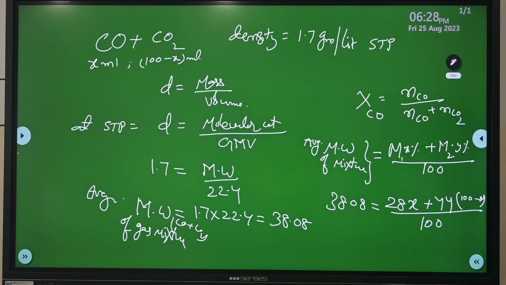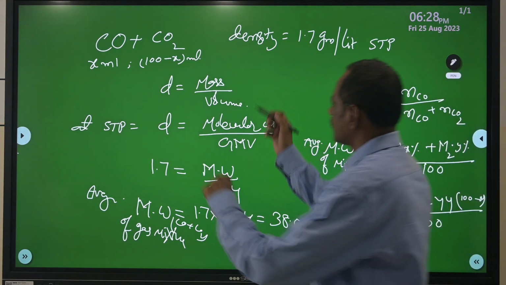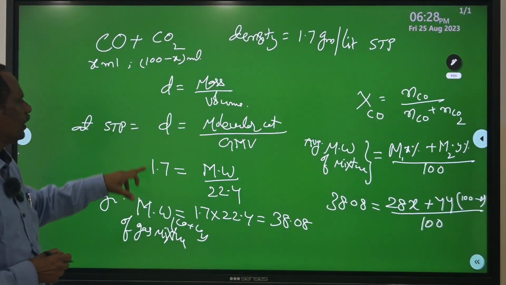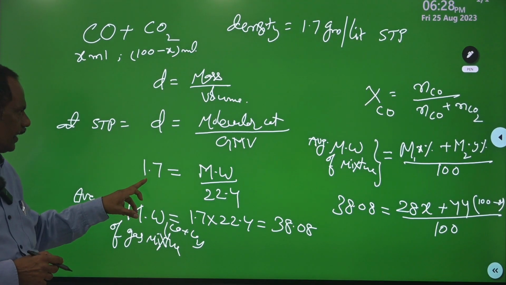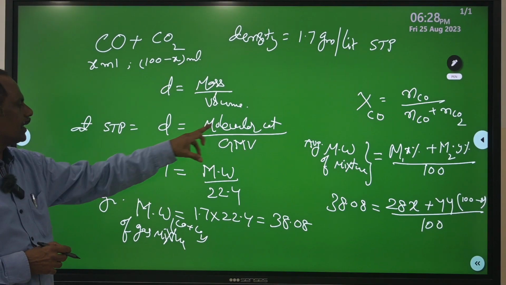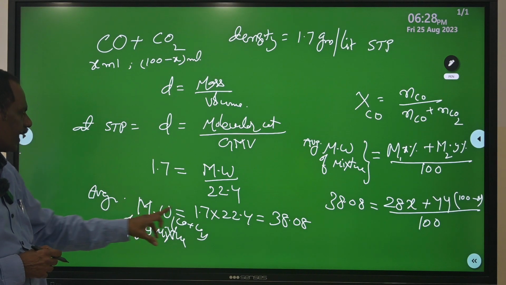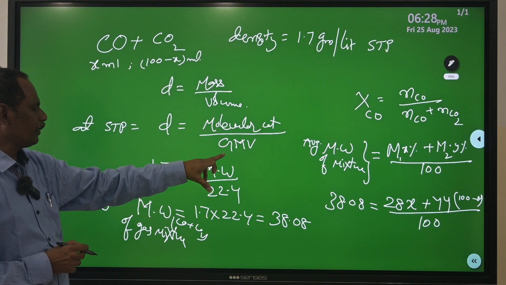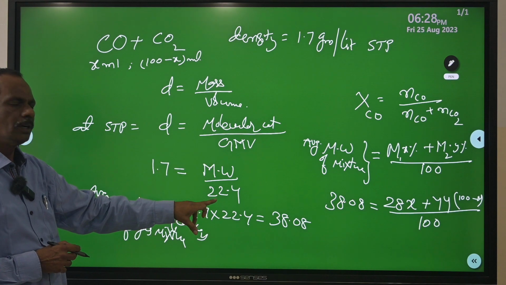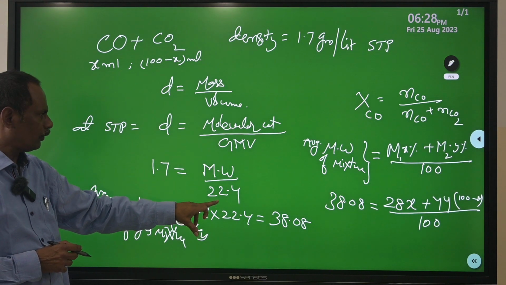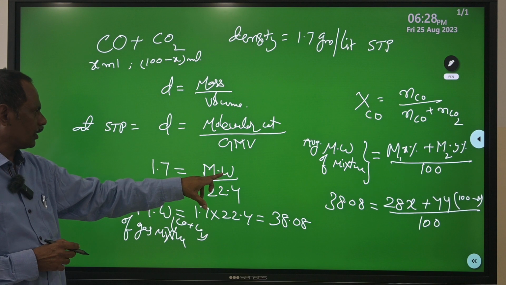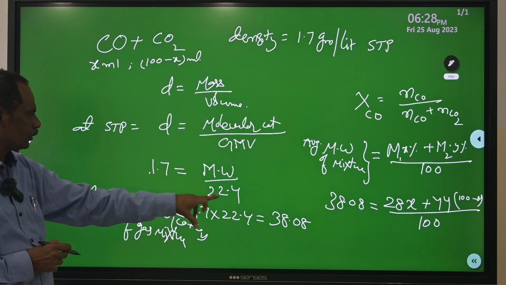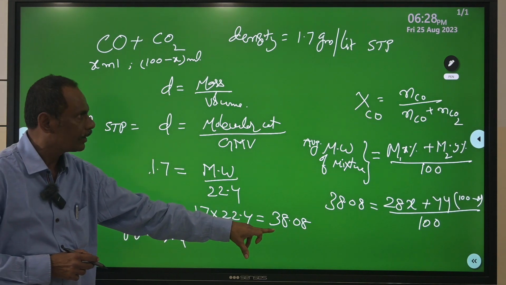Friends, there are two steps. Because the density of the gas mixture is given, we calculate the average molecular weight of the gas mixture. Density is molecular weight by gram molar volume. Gram molar volume is 22.4. Therefore, the average molecular weight of the gas mixture is equal to density into 22.4, which is 38.